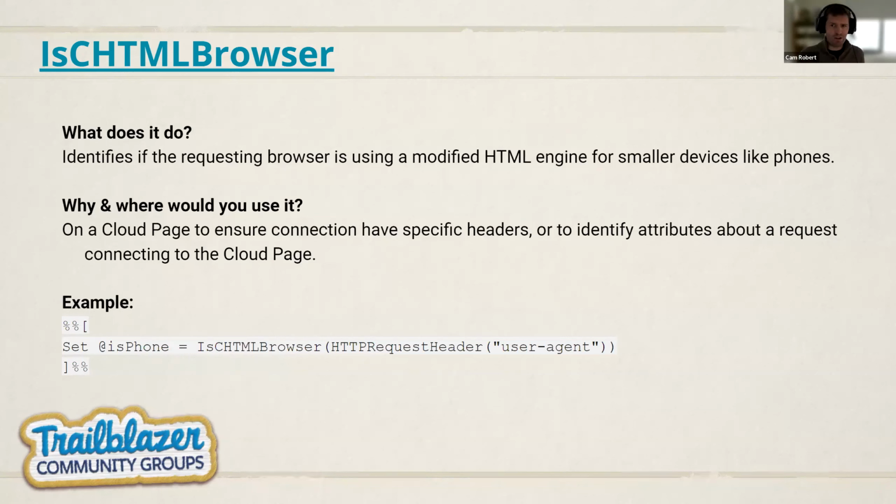If you want to change the actual HTML, the actual rendered code on a cloud page, you must do things programmatically before the page is displayed to the customer. And so you have to do some server-side calls, one of those being this AMPscript call. So you could use the IsCHTMLBrowser to request the header of the user agent to see if the user agent, which is the browser of the requesting customer, is a known mobile browser. And if so, you could do something different.